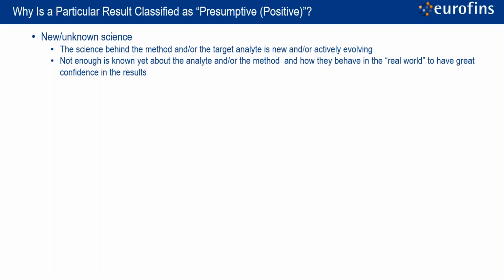So if it's a new or unknown science, so the science behind the method or the target is new, it's actively evolving. There's not enough yet known about it, or the method, to understand how they behave in the real world. A great example of this is SARS-CoV-2 and SARS-CoV-2 diagnostic tests. Next, click.